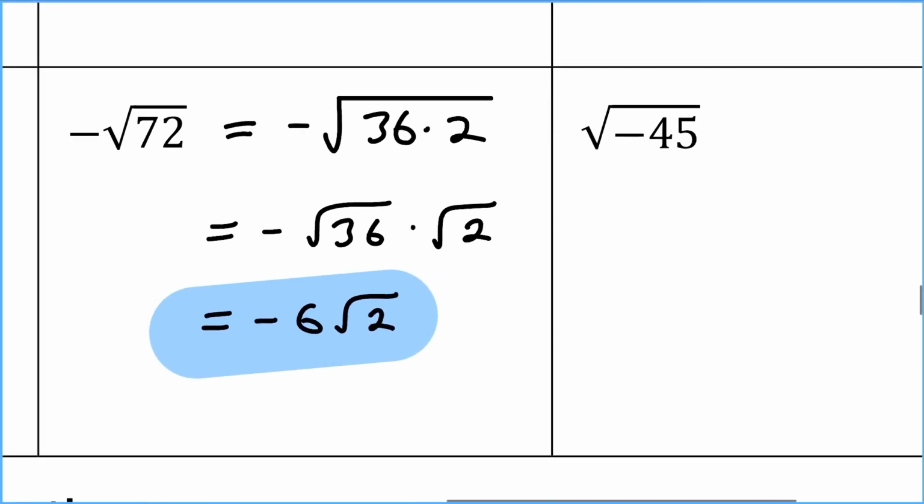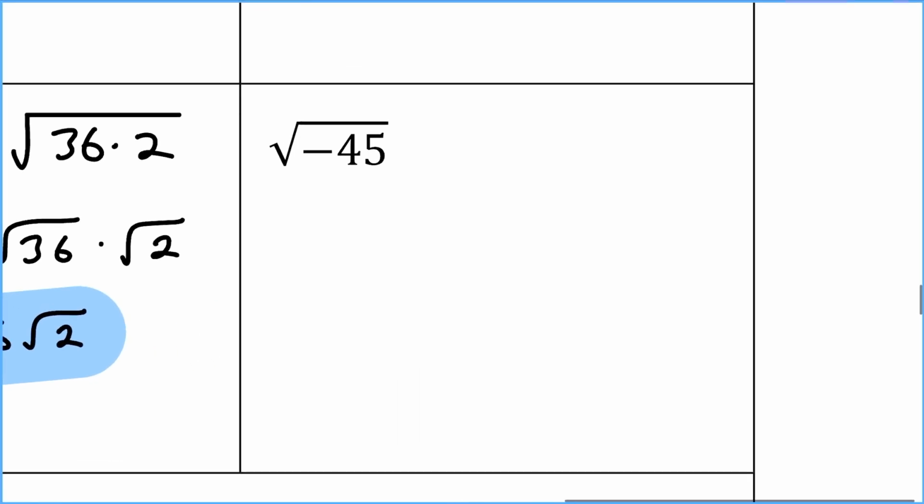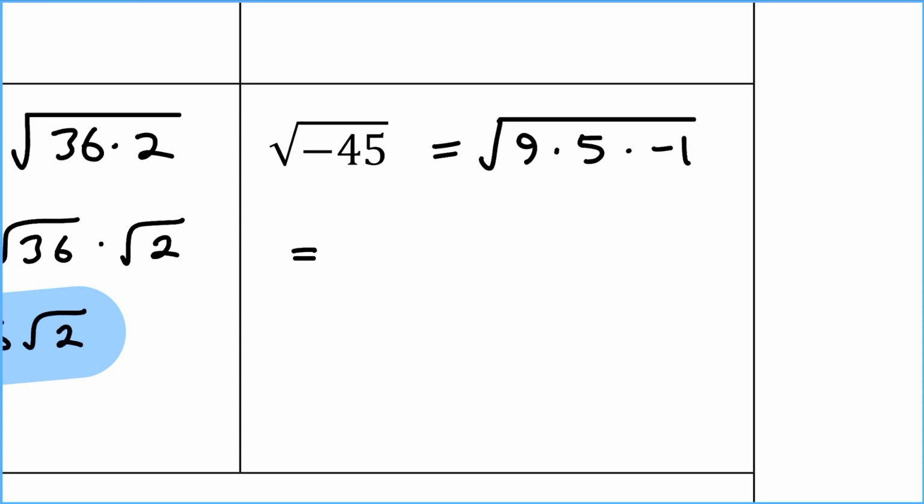Same train of thought. Is 45 a perfect square number? No, it is not. However, it is divisible by a perfect square number. Which perfect square number is 45 divisible by? 9. We're going to break this apart: 45 is 9 times 5. I'm also going to peel off the negative and do a negative 1. We can separate. We have three pieces now.